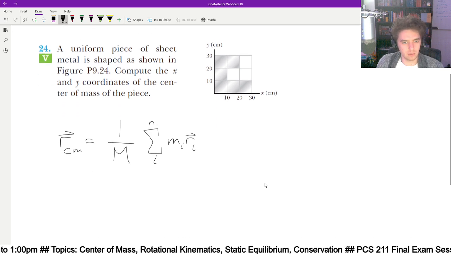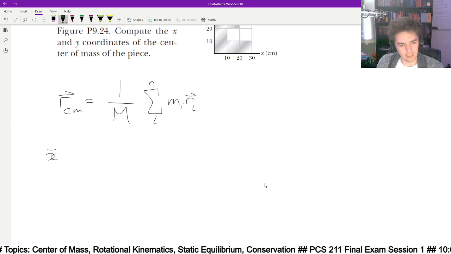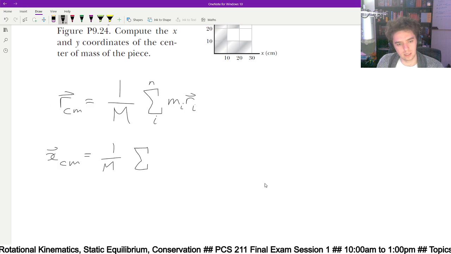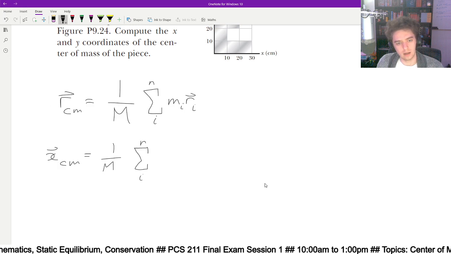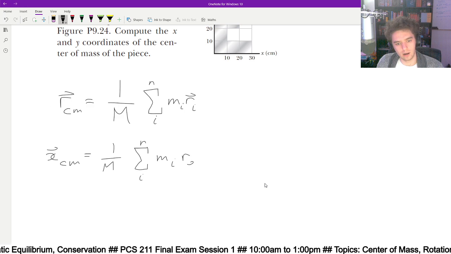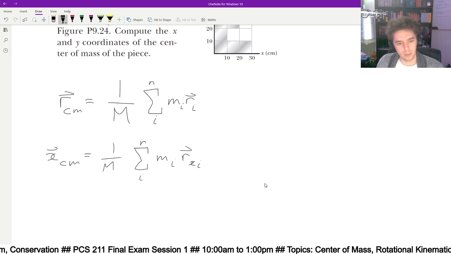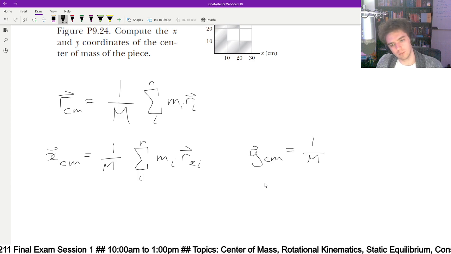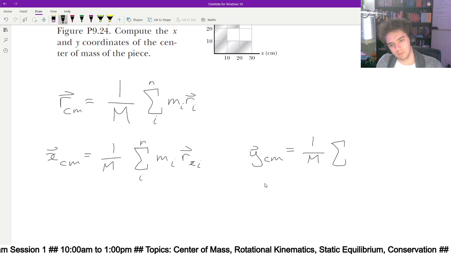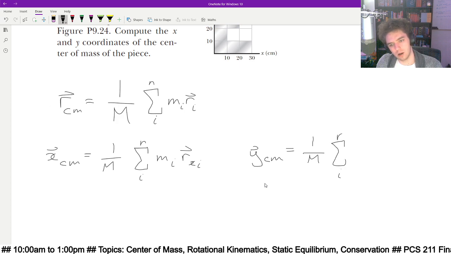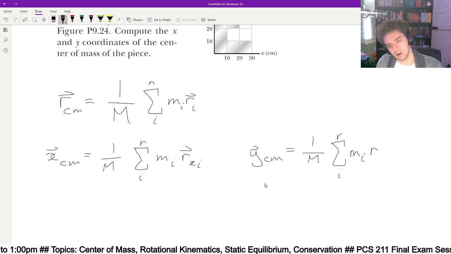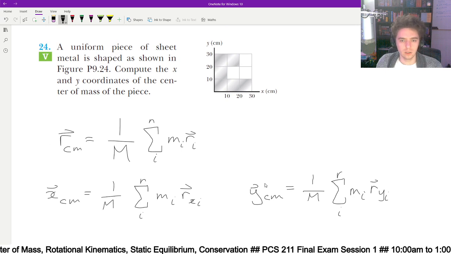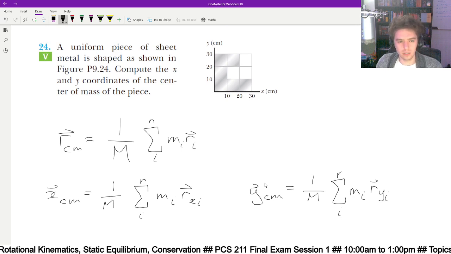And if we're computing the x and y components, we can separate this out into two of them. The x value of the center of mass is 1 over the total mass times the sum from i to n of m_i r_xi. And the other one too: y center of mass equals 1 over mass times the sum from i to n of m_i r_yi. There. Okay.